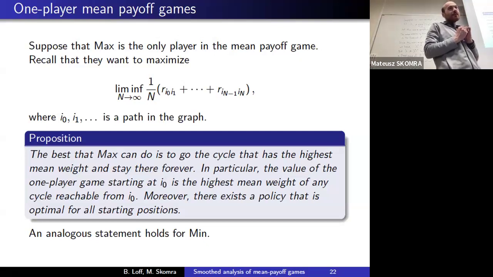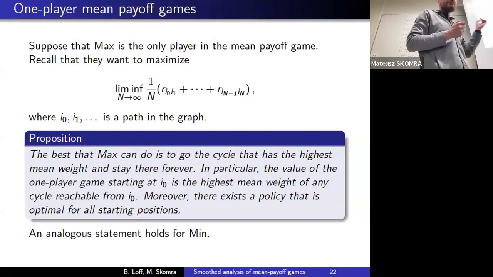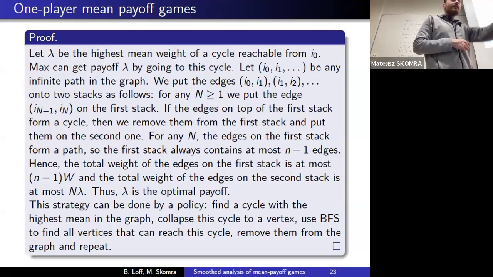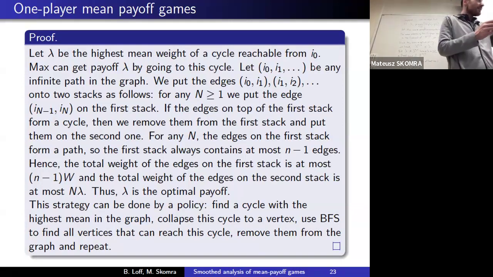So that's the first part. The second part that I argue is that you can actually do this using a policy, which has to be proved. Okay, so let us prove this. Obviously, I can find the cycle and go to the cycle. So this is a strategy that guarantees me at least the highest payoff of any cycle. So it's only the opposite that we have to argue: that you cannot do any better.